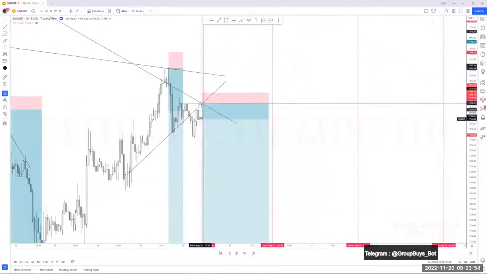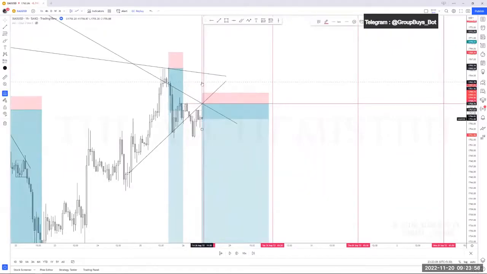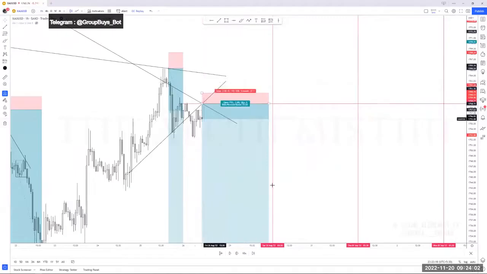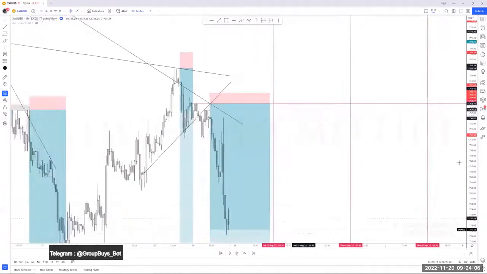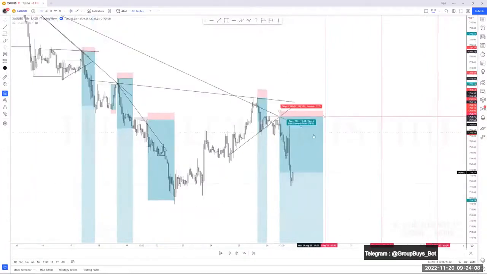Two trend lines, resistance, liquidity, timing is also perfect. I told you timing can be used as a confluence, right? Look at that, right at the London kill zone. There it goes. Taps, melting. Boom.